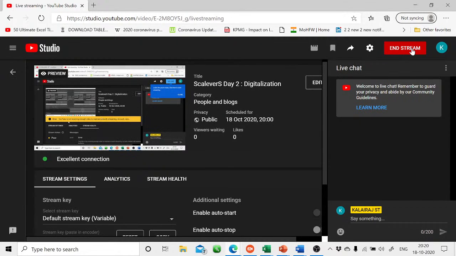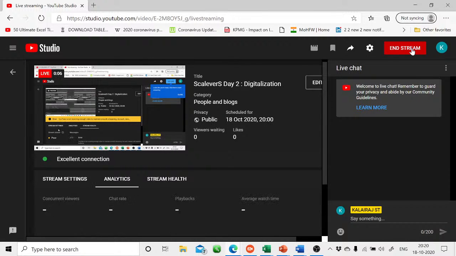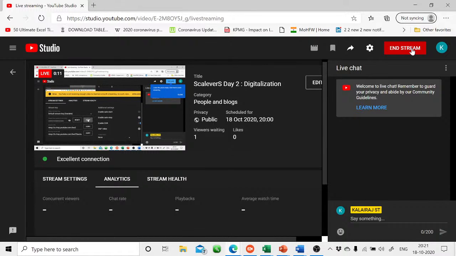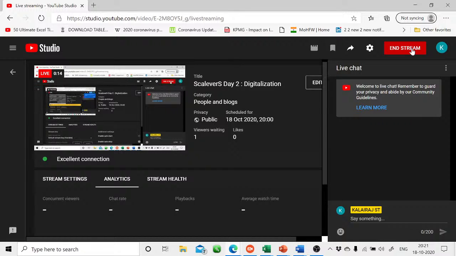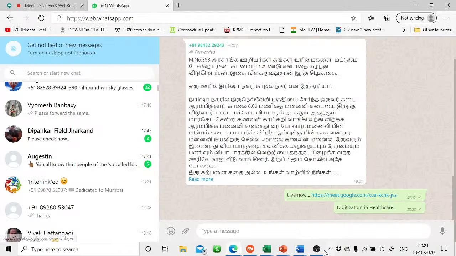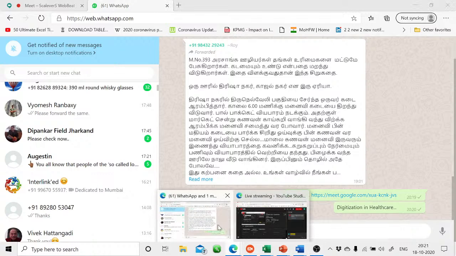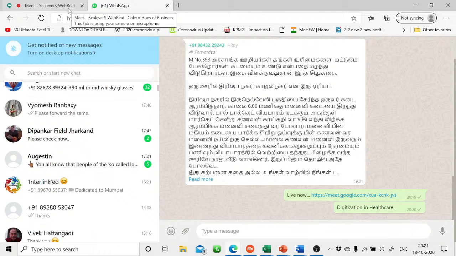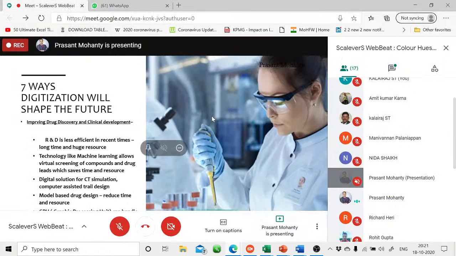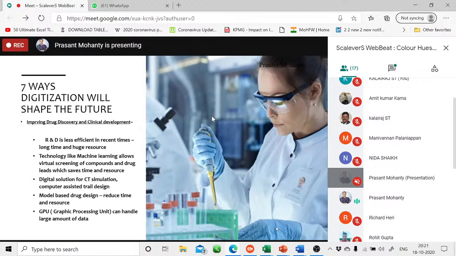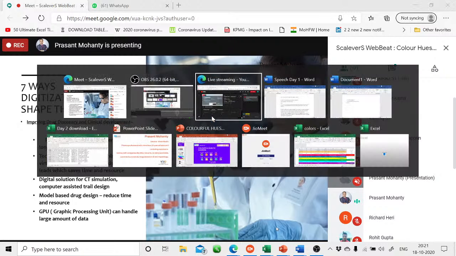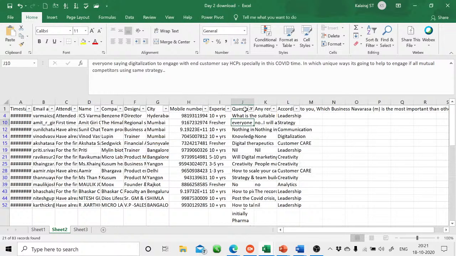As well as we can get much more or better molecules at the earliest time for disease treatment. So that's how it can also play a very big role as far as R&D is concerned. Now, digital solutions can also help in clinical trial simulation. It can also help in computer-assisted trial design, because to analyze such a huge data, this can help the entire thing. And different types of model-based drug design can be introduced. That also saves a lot of time as well as resources.